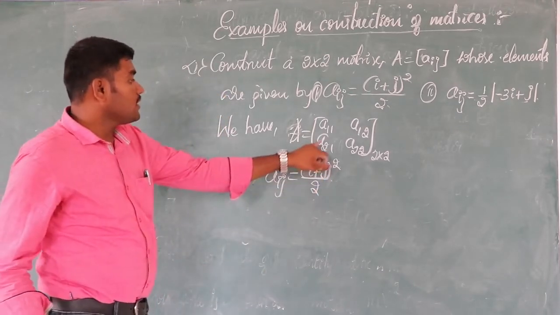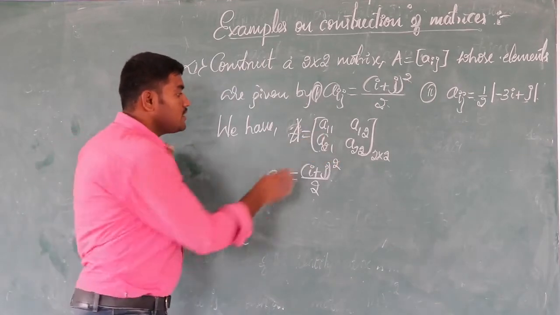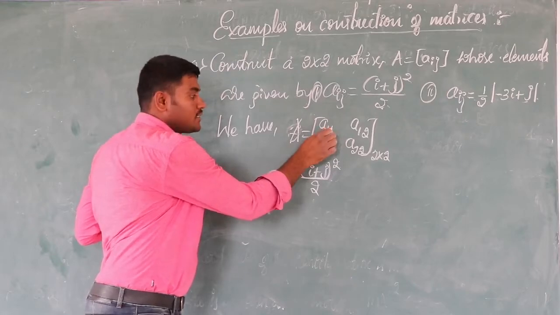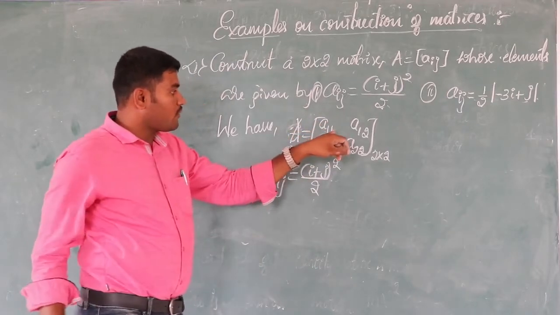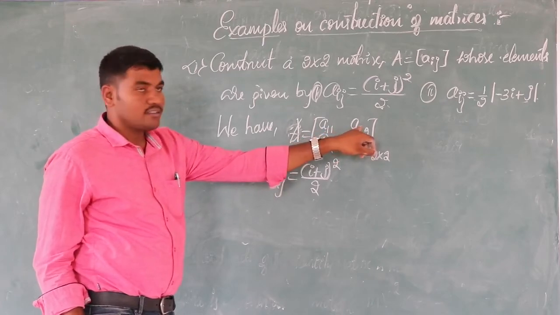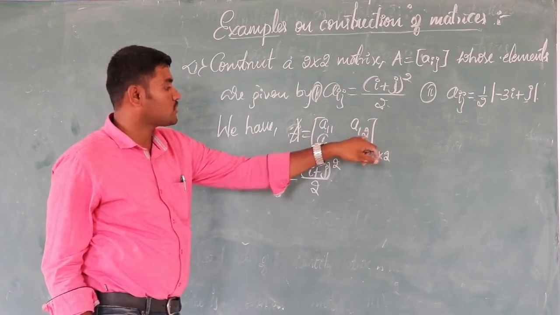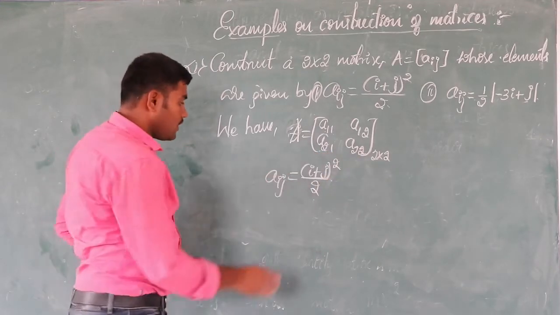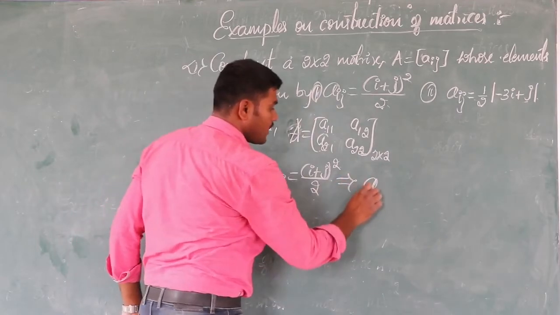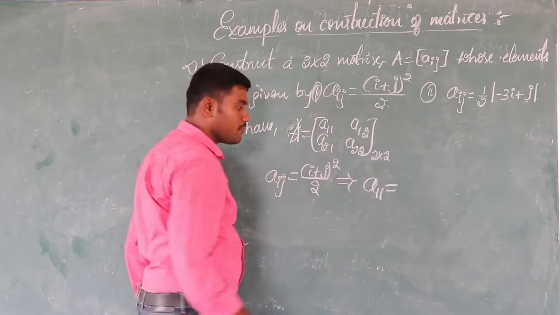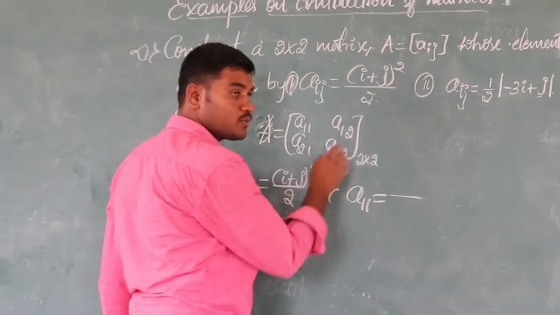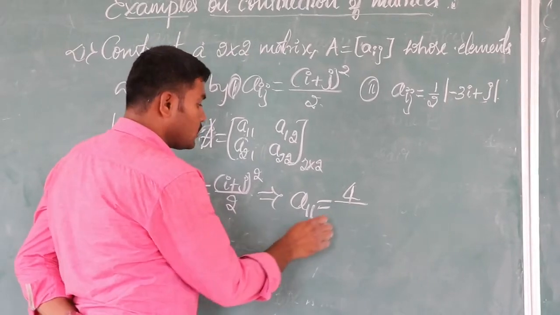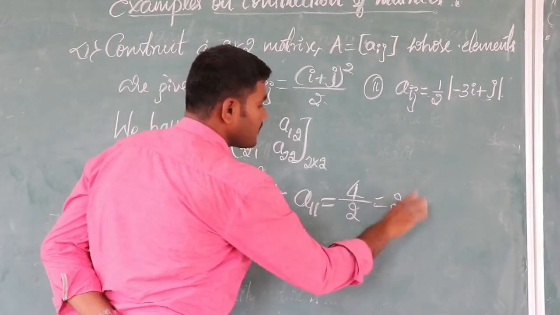See, i indicates the row and j indicates the column. So first row, first element, that is first row, first column, a11, means i is 1 and j is 1; a12 means i is 1, j is 2; a21 means i is 2, j is 1; a22 means i is 2, j is 2. Now the elements of the matrix: first row, first element is given by (i + j)², so (1 + 1)² is 2 squared, which is 4, divided by 2, becomes 2.